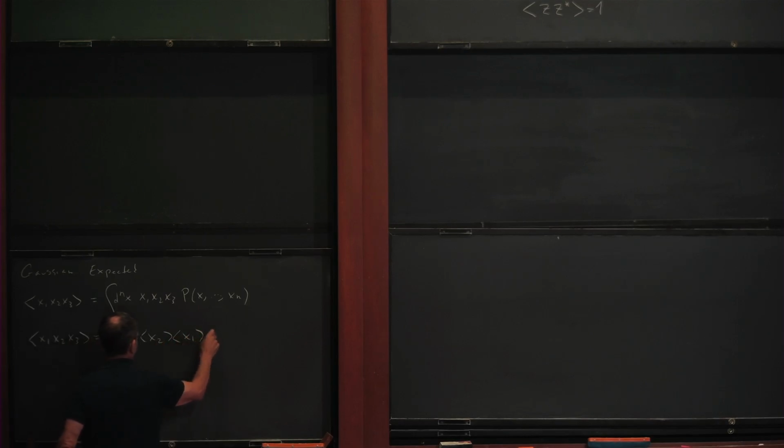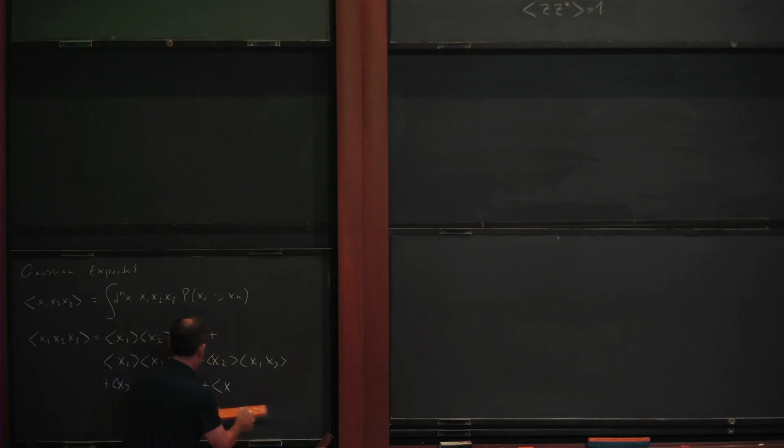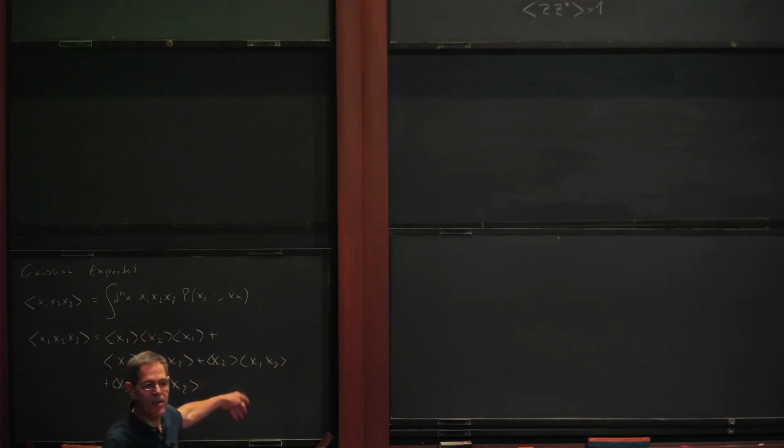So I'll just do it for this case: x1, x2, x3, plus x2, x1, x3, plus x3, x1, x2, plus, that's it. I stop there. I just wrote down all combinations that sort of match. And this applies to higher orders as well, so if you wanted to know what the expected value of some product of x's with 5 of them, you just write down all the possible terms.